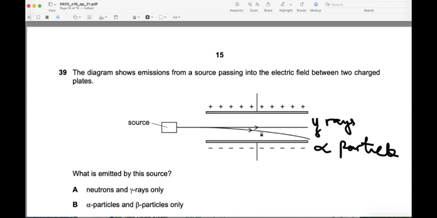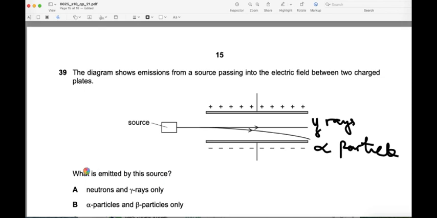So why is it that the one that deflects to the negative plate is alpha? Because alpha particle is a positively charged atom, and only a positive charge will be deflected to the negative. If it was deflected to the positive, it's a beta, because beta is a negative, fast-moving electron. But since this one is deflected to the negative, it's an alpha particle.